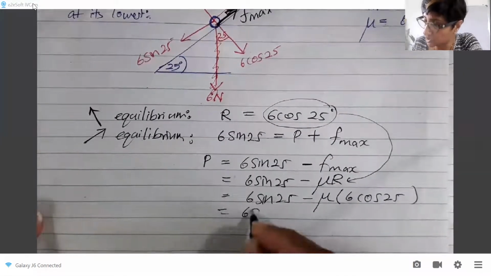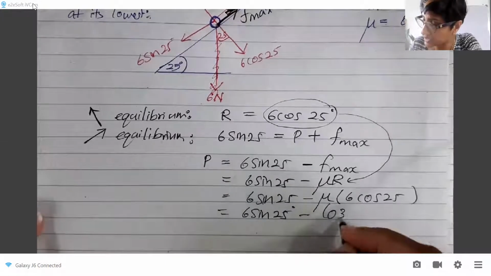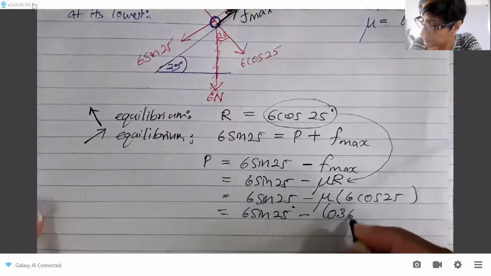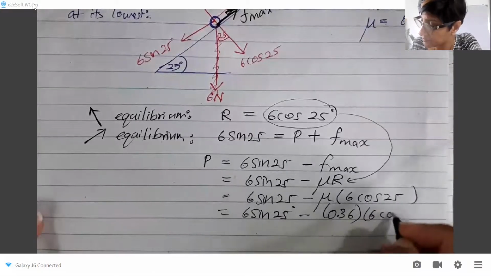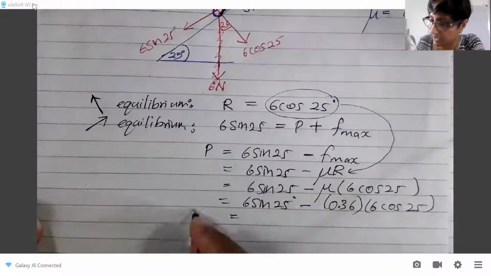Now, if you put all your values, mu is 0.36. Tell me what that is. What you're getting is P min.